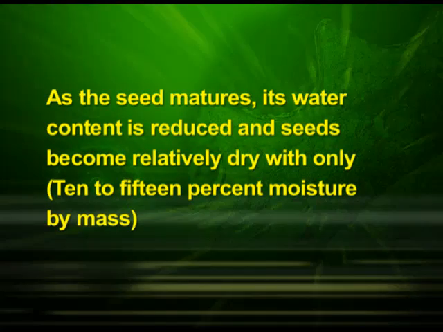As the seed matures, its water content is reduced and seeds become relatively dry with only 10 to 15% moisture by mass. The general metabolic activity of the embryo slows down. The embryo may enter a state of inactivity called dormancy. If favorable conditions are available, which may be adequate moisture, oxygen and suitable temperature, they germinate.